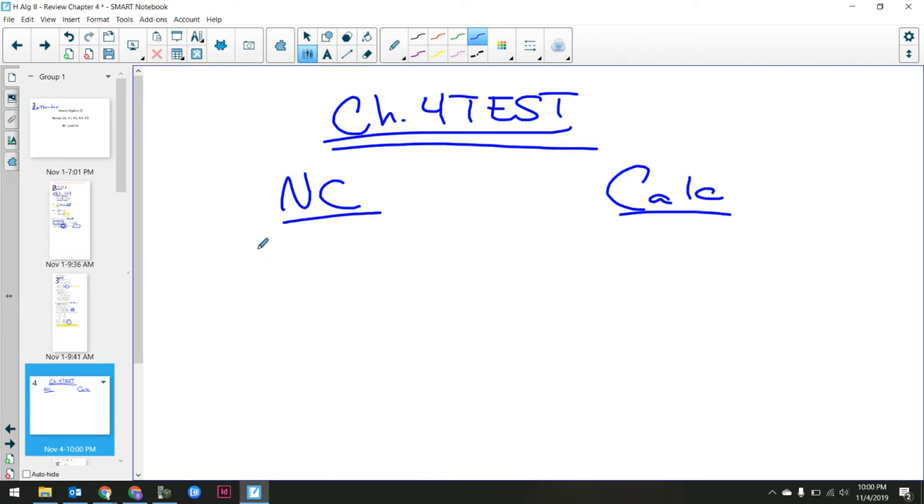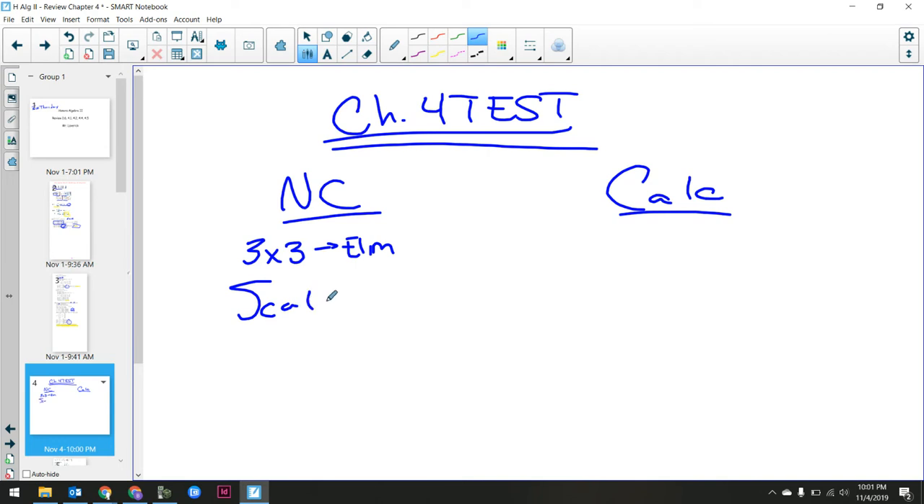No calculator, that's solving 3x3 systems of equations using elimination. We did that in section 3.6, where you eliminate one of the variables with two equations, create yourself a 2x2 system, and then go through that whole process of solving the 2x2 system to find the third variable. We did 3x3 using Cramer's rule. Again, I'm not going to make you do that. I just need you to do 3x3 by elimination.